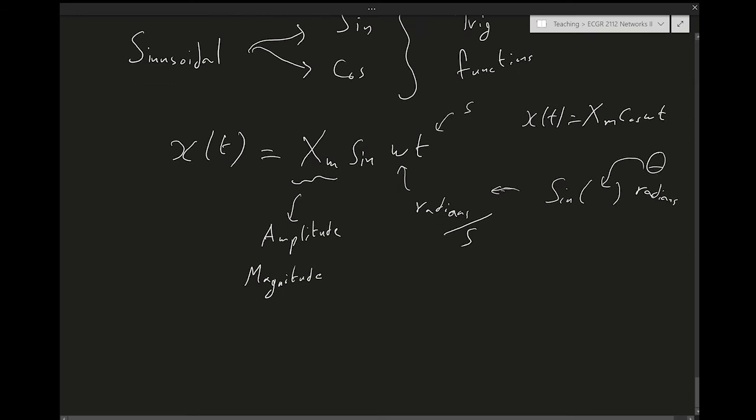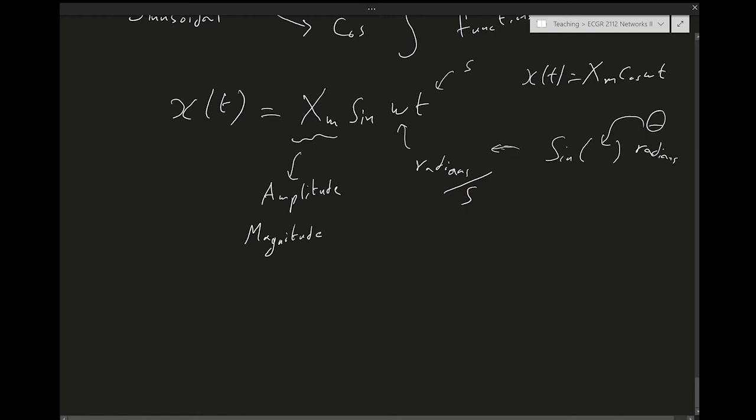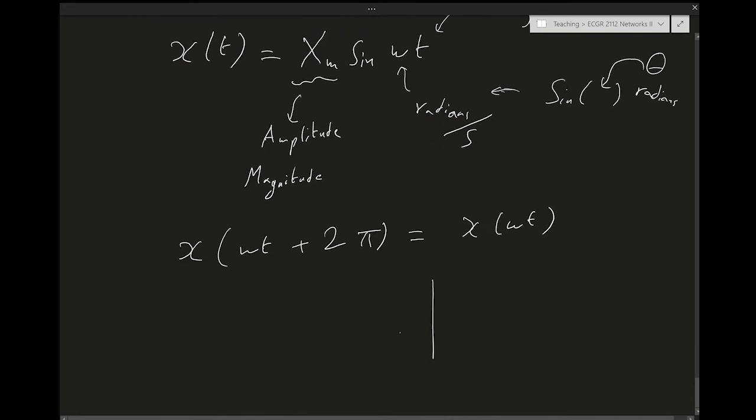The basic property of the sine function or the cosine function, of a basic sinusoid, is that it's periodic. It's a kind of periodic signal, and its periodicity is 2 pi. So if I take omega t plus 2 pi, I get x of omega t, the same value. Taking any sinusoidal function and shifting it by an angle of 2 pi, right or left, gives me the same function. It is a periodic function.